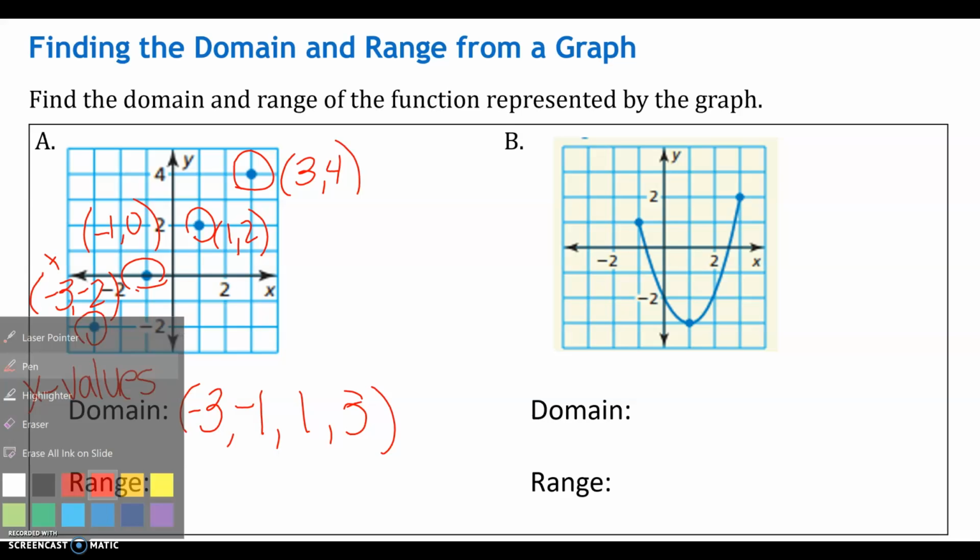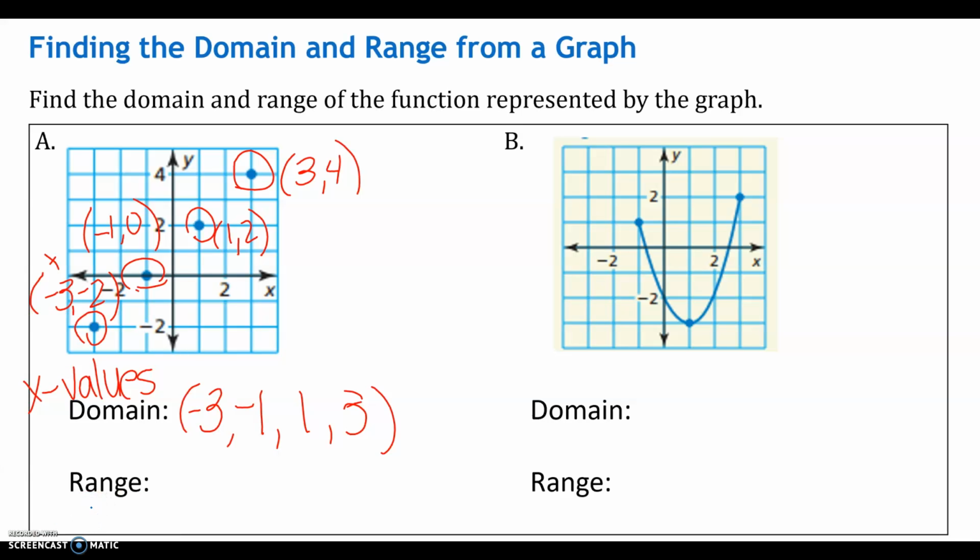Now the domain values, the range values were all of the y values. So same points, but -2, 0, 2, and then 4. Okay, and when I got all these numbers from the ordered pairs.